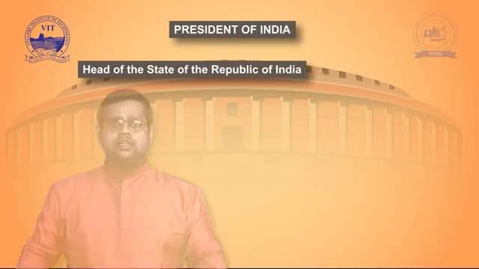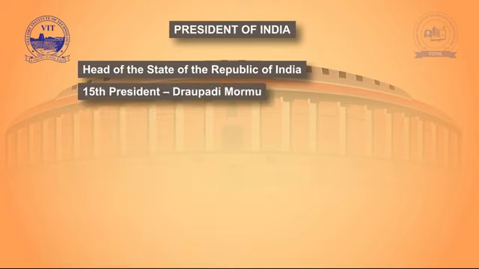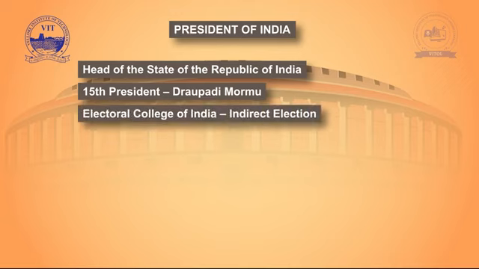We have the current president, Srimati Draupadi Murmu, who is the 15th president of India. How is she elected? The process for election of the position of the president is distinct from other elections. The president is elected by what you call the Electoral College of India. It is a system of indirect election.